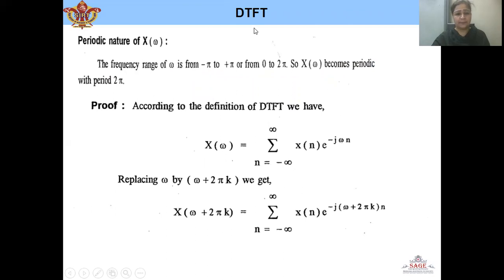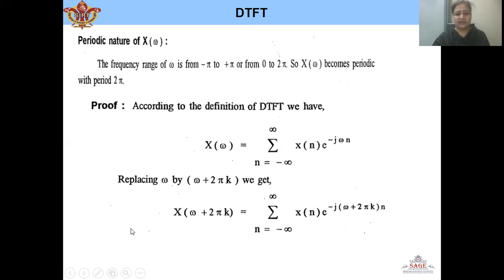Now, the main characteristic of DTFT is that it is periodic in nature. The frequency range of omega is from minus pi to plus pi or from 0 to 2 pi. That means X(omega) is periodic with fundamental period 2 pi. Now we will prove this. X(omega) is given by the expression summation x(n) e to the power minus j omega n, where n is from minus infinity to plus infinity.